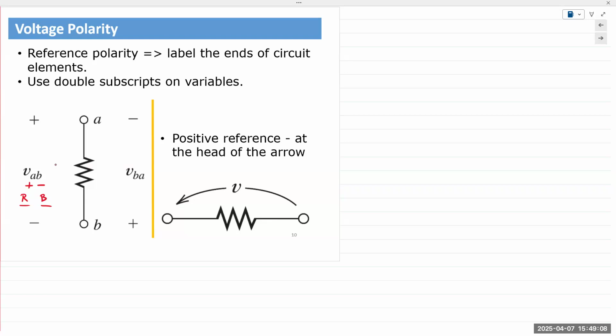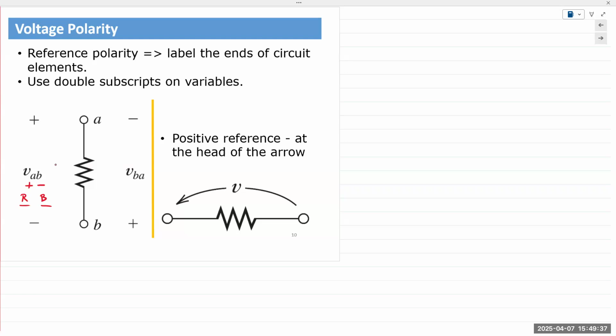So again, if the lab asks you to measure voltage VAB, if you take your multimeter, the positive terminal should go to A, and the common terminal, the negative terminal, should go to B. If you're measuring VBA, then the positive terminal of the meter should go to B and the negative should go to A. So always keep that in mind.